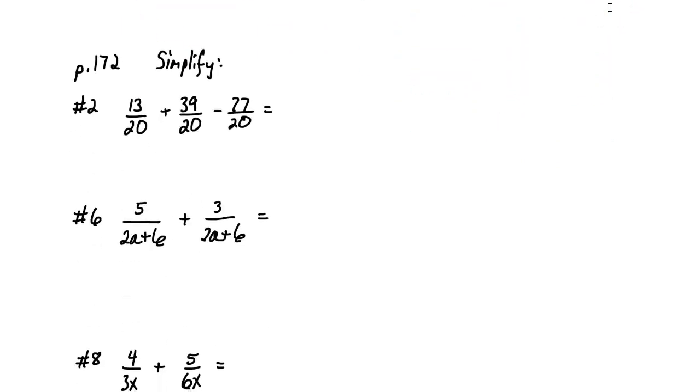On page 172, we were adding and subtracting fractions. We didn't have complex fractions yet. We were only worried about having common denominators. In number 2, all the denominators are 20, so it's ready to add and subtract. 13 plus 39 is 52, and 52 subtract 77 is negative 25. And that's all over the denominator of 20. This does reduce. Top and bottom both divide by 5, so our final answer is negative 5/4.